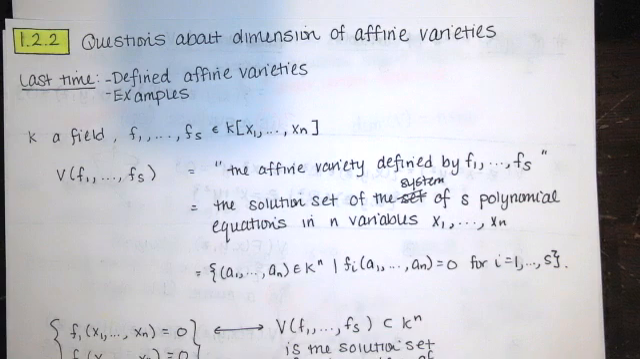In the next video, we're going to talk about finite unions and intersections of affine varieties, and then we'll look at a pretty simple application of affine varieties to robotics with a particular robot arm.